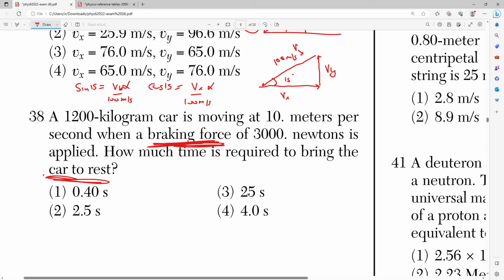whenever you're trying to stop something from moving, let's just say I have a 10 kilogram block and I'm pushing against it with all my body weight, to stop it from moving, that's going to deal with momentum.